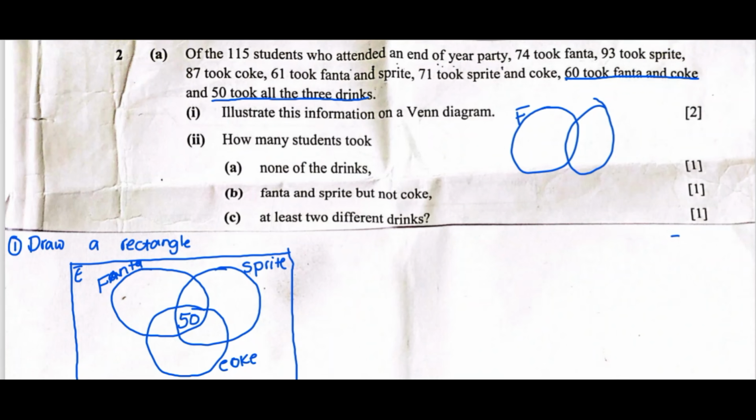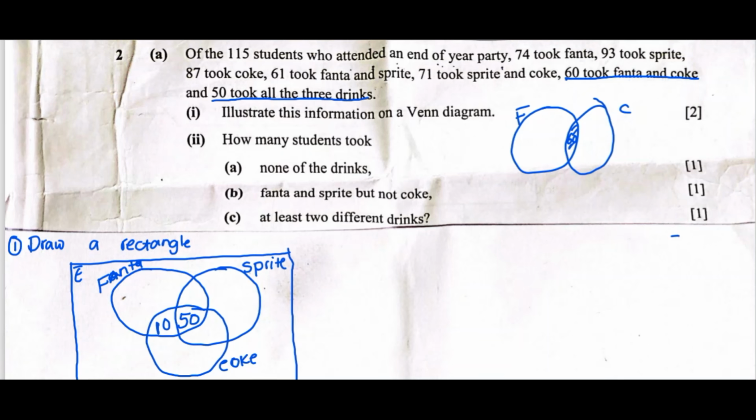So we'll say Fanta and Coke. Here, the intersection of Fanta and Coke is 60. Now from that 60, we already have 50, so we are supposed to subtract 50 from 60, we have 10. So here we are going to have 10, so that if we add 10 plus 50, the intersection of these two will still be equal to 60.